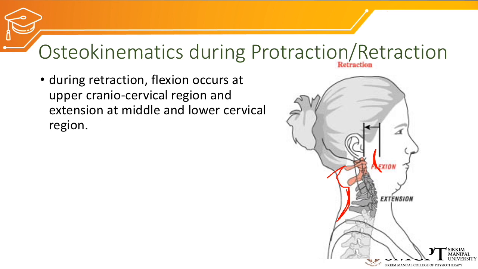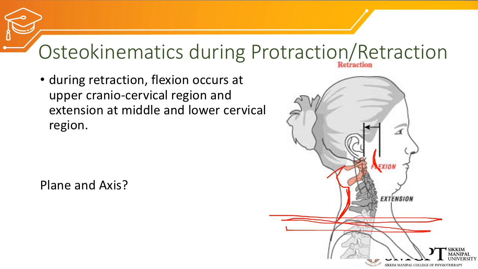Second point we have to discuss under osteokinematics is plane and axis. So retraction and protraction occurs in sagittal plane and coronal axis.